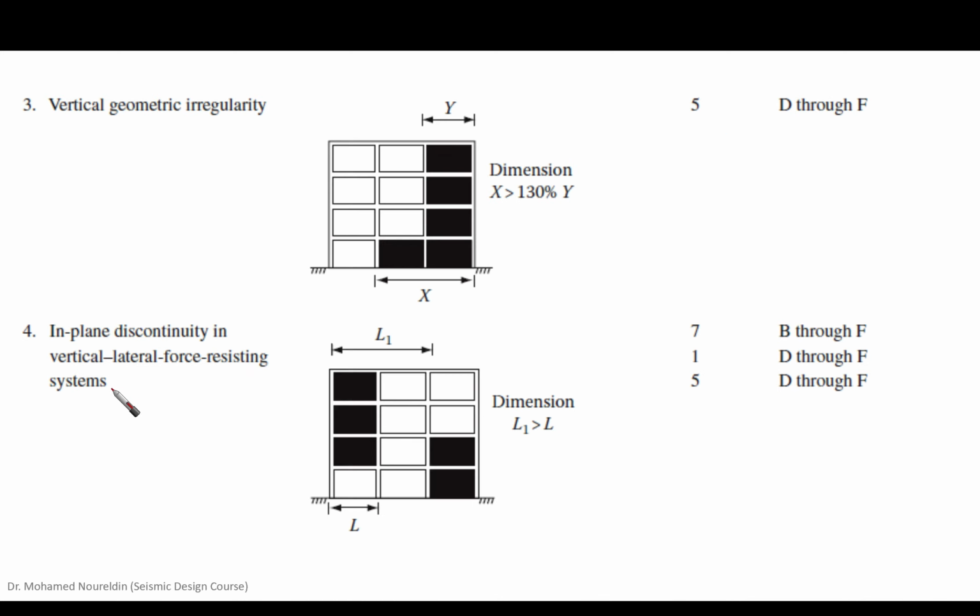Let's go to 3 and 4. As you can see, it is still 5 here. 5 here means modal analysis or more rigorous. And we have 1, it is not permitted. So it is not permitted in D and F. This type of irregularity is not permitted in D through F.